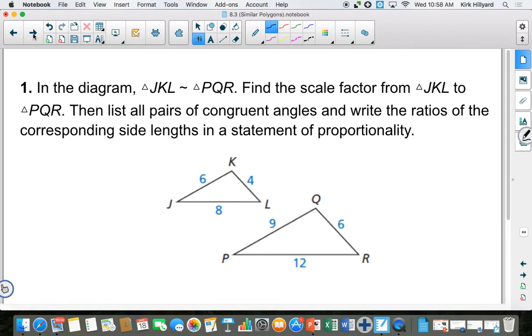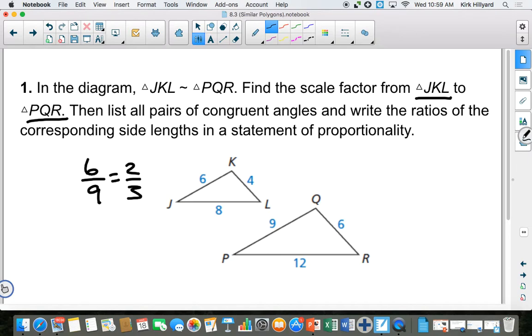Okay. Moving on, it says in the diagram, here's your similar triangles. Find the scale factor of JKL to PQR. It's important that you look at the order. So they want JKL to PQR. So JK would be 6 over PQ. So my scale factor would be 6 over 9 or 2/3.